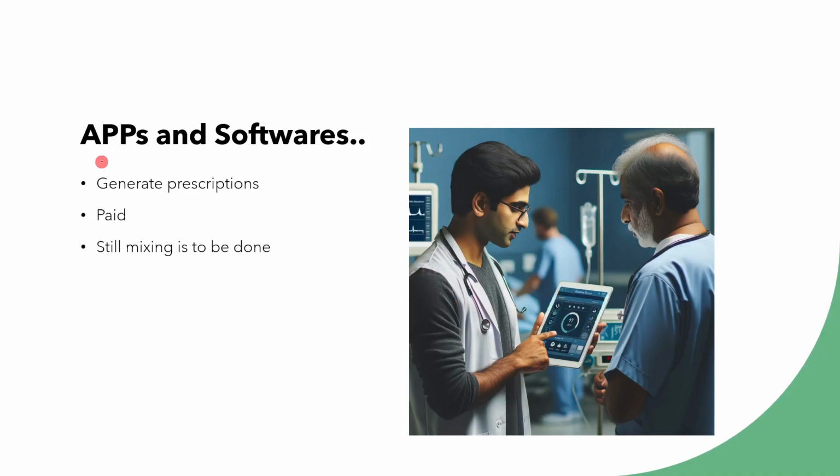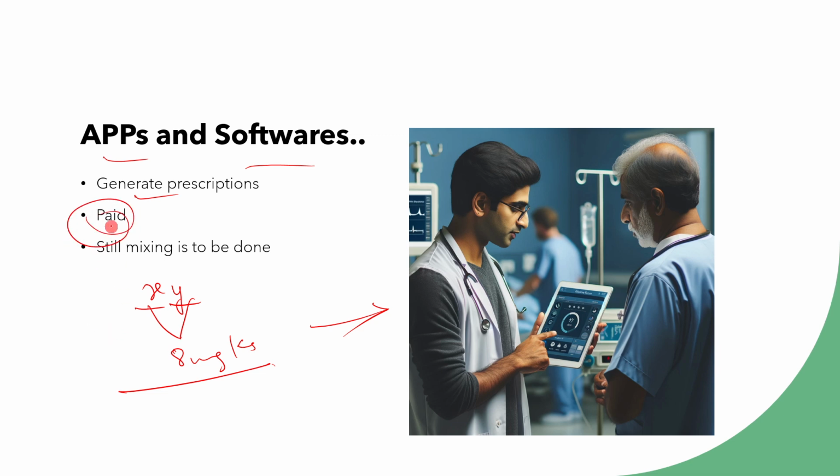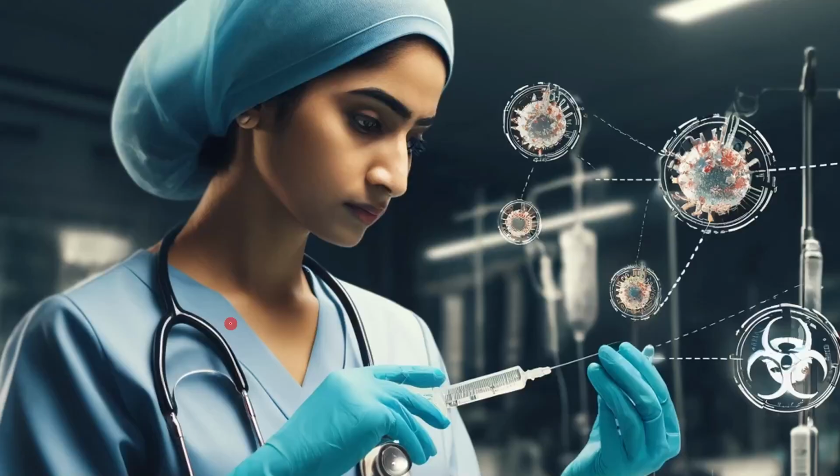for which some apps and software are being designed. They generate prescriptions like we discussed, like say mixing of X volume of 10% dextrose and Y volume of 25% dextrose to give a GIR of say 8 mg per kg per minute. And then you can directly print this prescription and give it to the patient. But still, this has some disadvantages. Some of them are paid, and the mixing needs to be done between the two dextrose solutions. So that's the disadvantage.